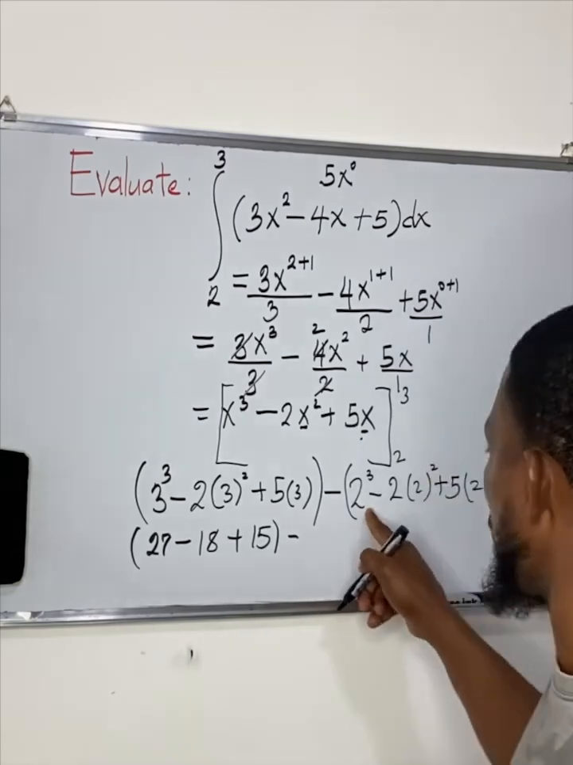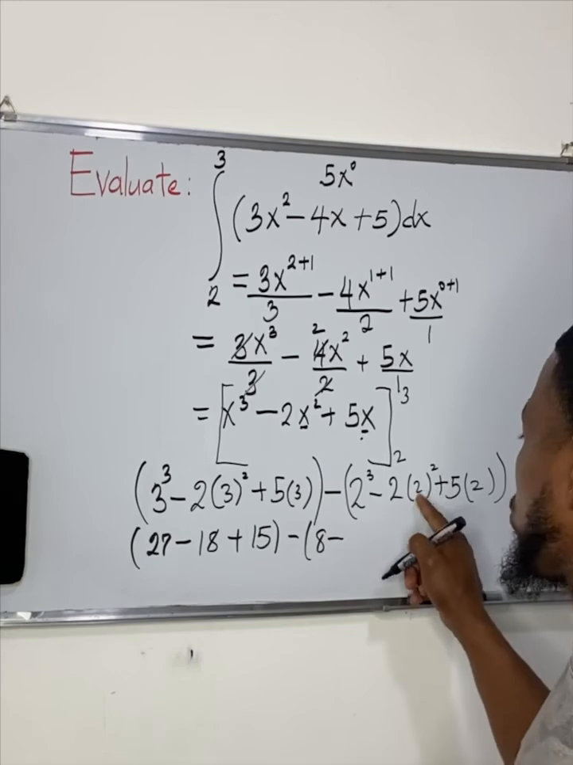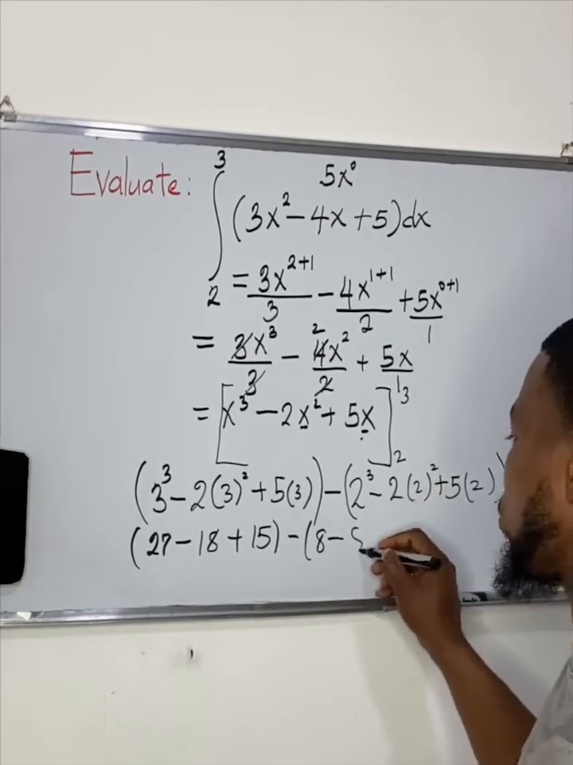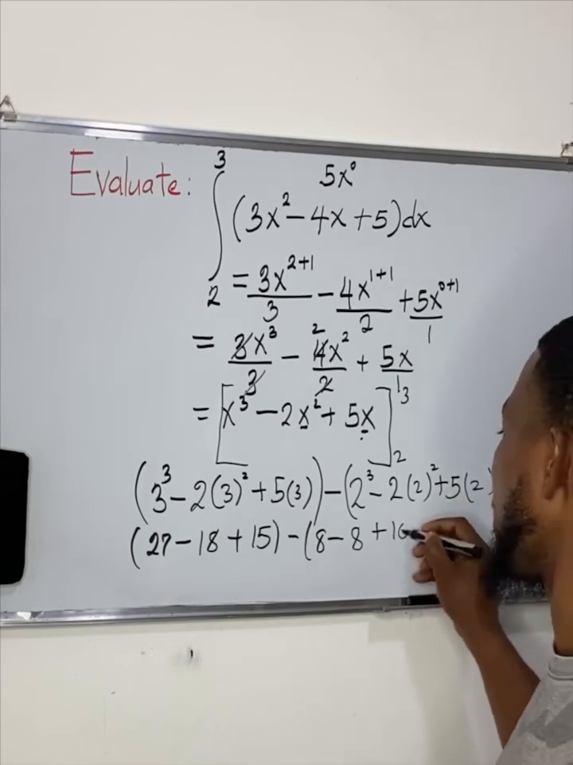Minus 2 cubed is 8. So we have 8 minus, this 2 square is 4. 2 times 4 is 8. So we have 8 plus 5 times 2 is 10. So we put 10 here.